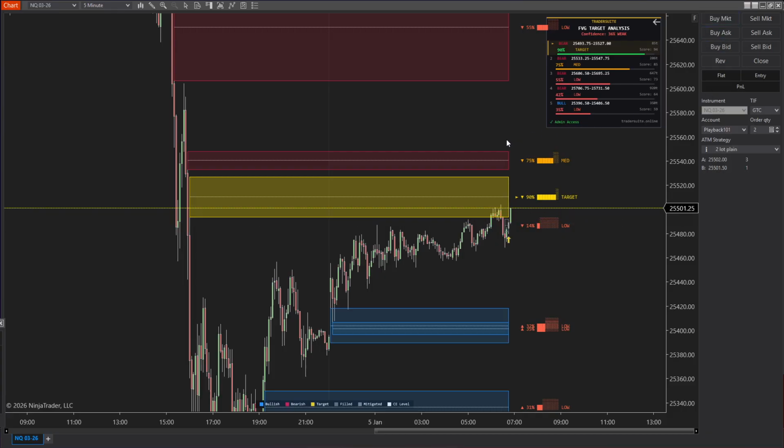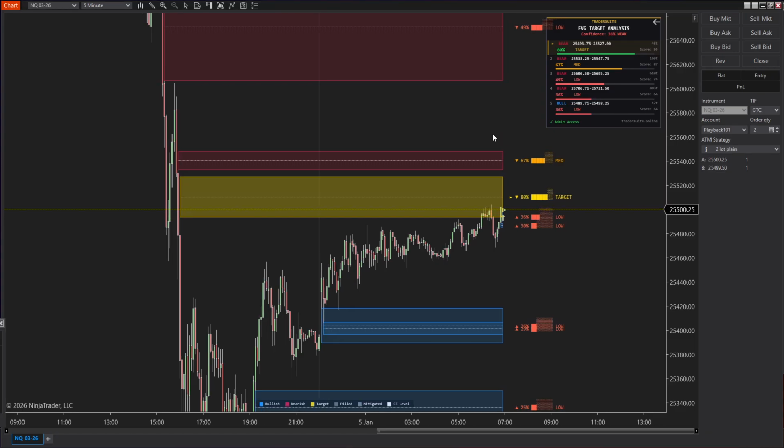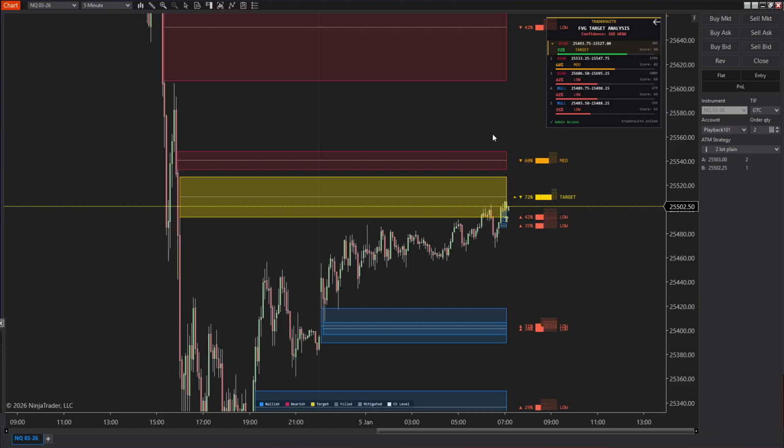Tip 2. Combine with your own ICT analysis. This indicator doesn't replace your understanding of order blocks, liquidity sweeps, or market structure. It enhances it. Use the target as a directional bias, then use your own entry models, breaker blocks, order blocks, whatever your edge is.